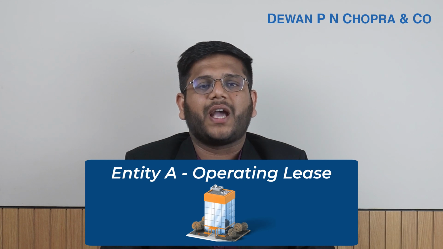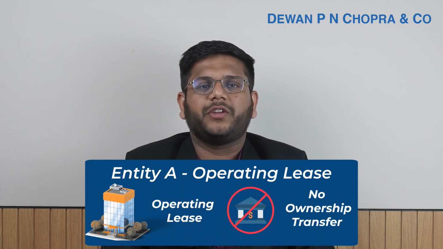In our scenario, Entity A has an operating lease as it does not transfer all the risks and rewards of ownership of the building, and none of the above specified conditions are fulfilled. Accordingly, as per paras 81 to 86 of the Ind AS, Entity A shall recognize the income on a straight line basis or another systematic basis.